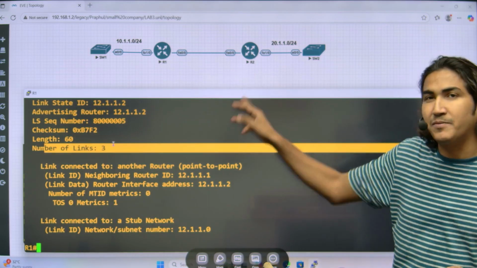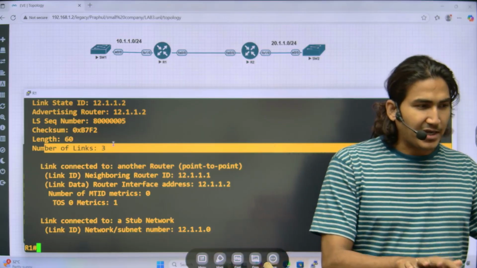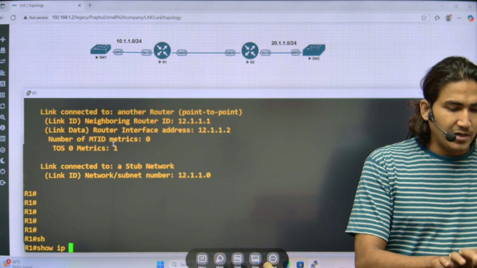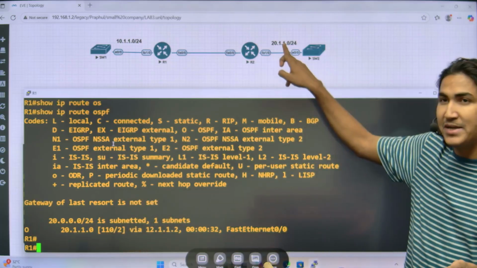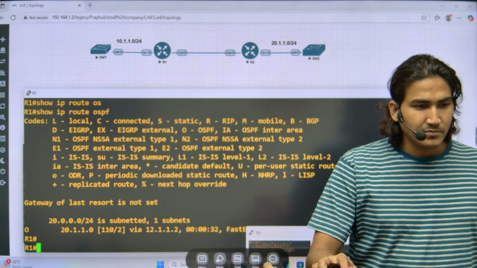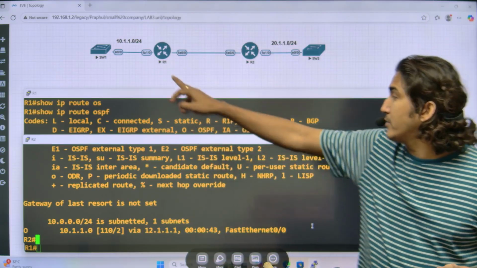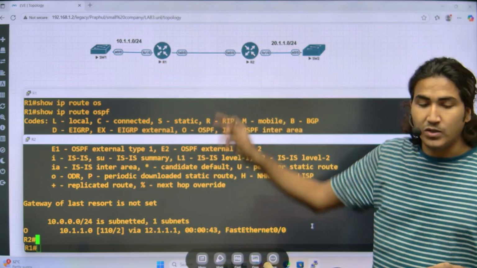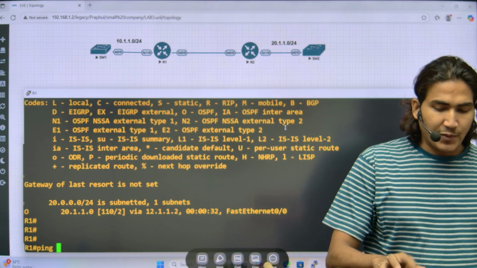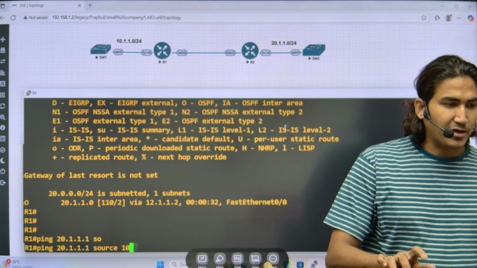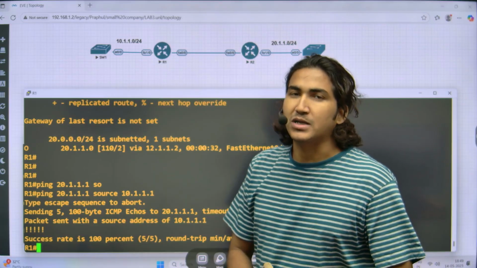Now both sides' network type is point to point, so in the router LSA of both routers the number of links is 3, and now I am expecting routes. Show IP route OSPF: you can see now in the routing table of router 1 we have this 20 subnet, and on router number 2, show IP route OSPF. Very good. Here you can see the 10 subnet in the routing table of router 2. Now you can check the reachability between LAN to LAN. Ping 20.1.1.1 with source 10.1.1.1. Yes, now you can see the ping is working. Both LAN sites are able to communicate with each other.